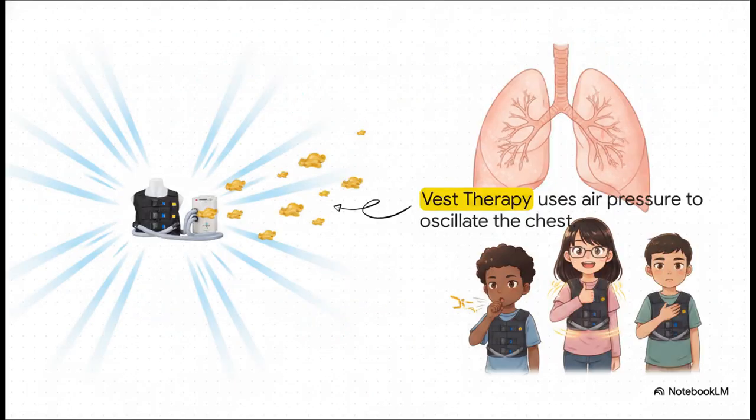So how do we manage all those thick secretions? Vest therapy. This is a crucial part of chest physiotherapy. It's an oscillating wrap that goes around the chest, using air pressure to rapidly inflate and deflate. It acts just like manual percussion, violently but safely shaking that thick mucus loose from the deep alveolar periphery so it can travel up into the larger airways to eventually be coughed or suctioned right out.